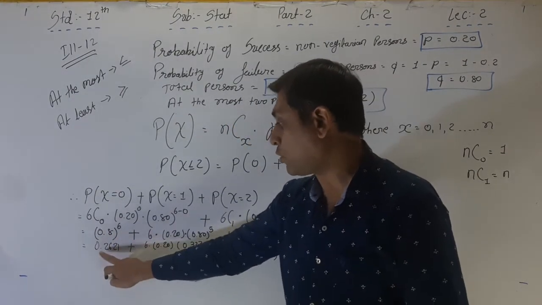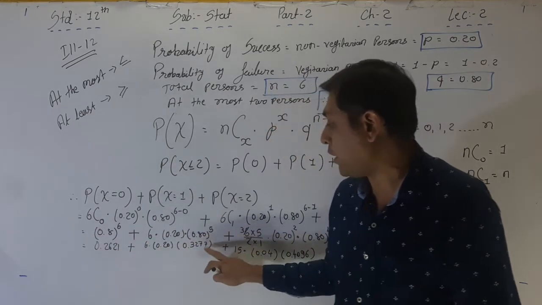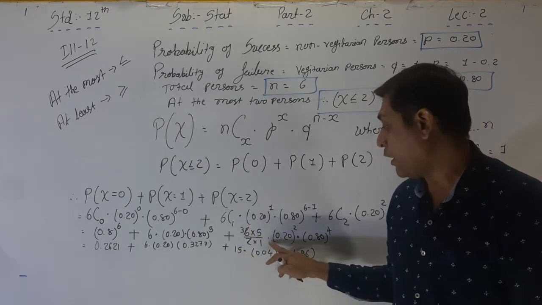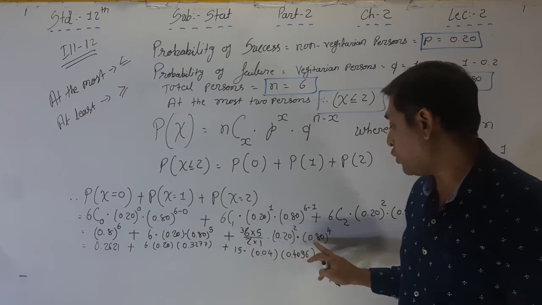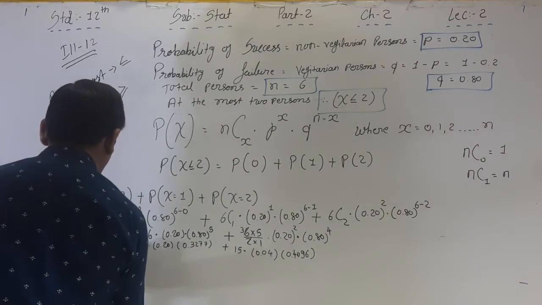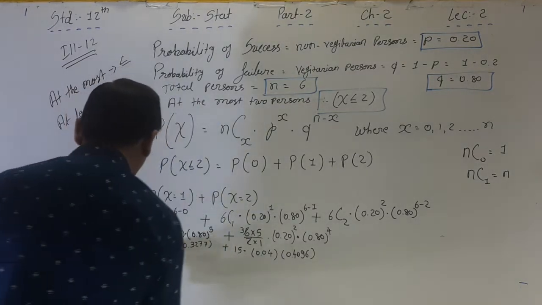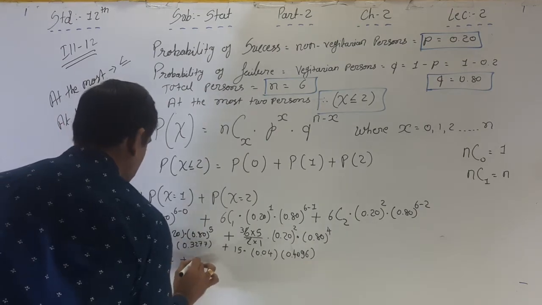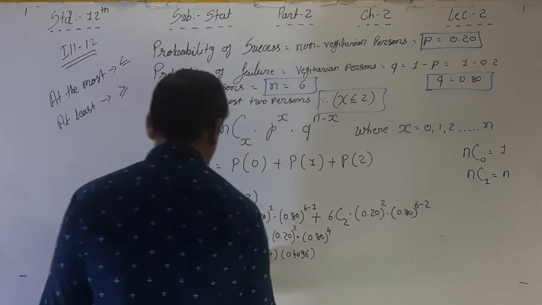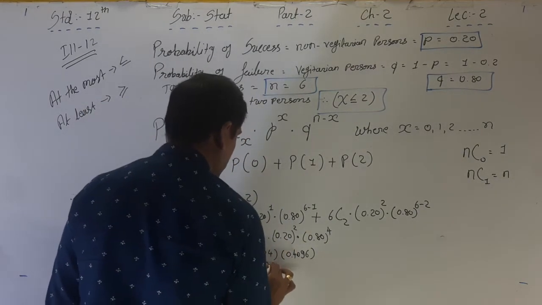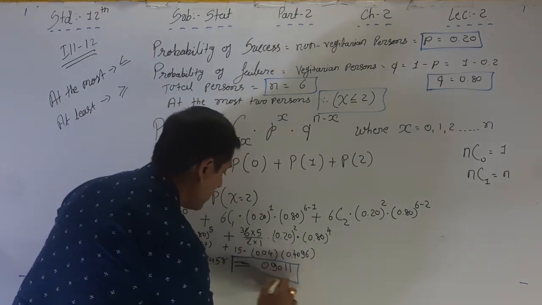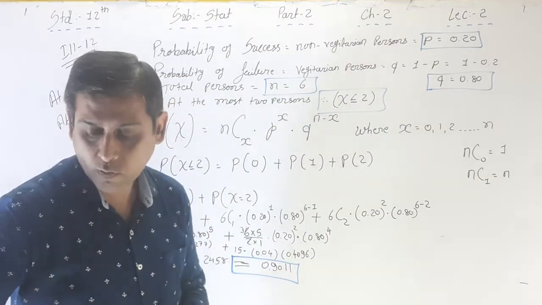See, 0.8 raised to 6 is 0.2621, plus 6 into 0.20 into 0.8 raised to 5, which is 0.3277, plus the simplification is 15 into 0.2 raised to 2, that is 0.04, and 0.8 raised to 4, that is 0.4096. Now the multiplication and addition: 0.2621 plus 0.3932 plus 0.2458 is equal to the final answer, 0.9011. This is your final answer, 0.9011.